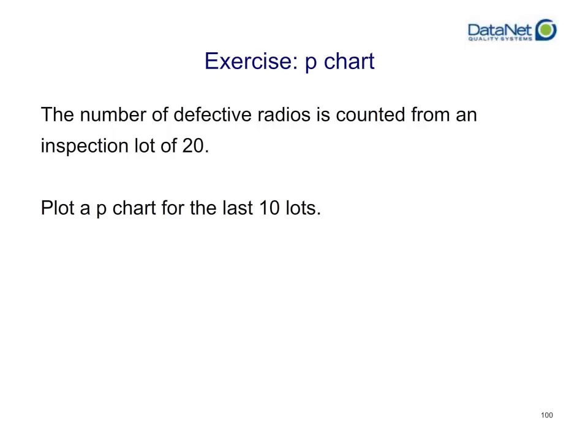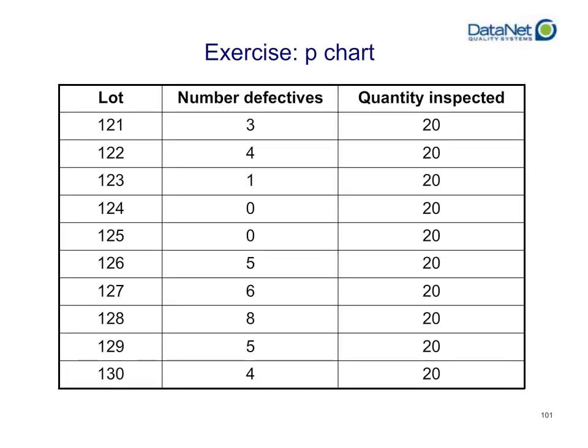In this case, we're going back to the defective radios example. This time, the number of defective radios is counted from an inspection lot size of 20. Plot a P-chart for the last 10 lots. Here are your lots ranging from lot number 121 all the way down to lot 130, and you can see the number of defectives out of your quantity inspected each time.